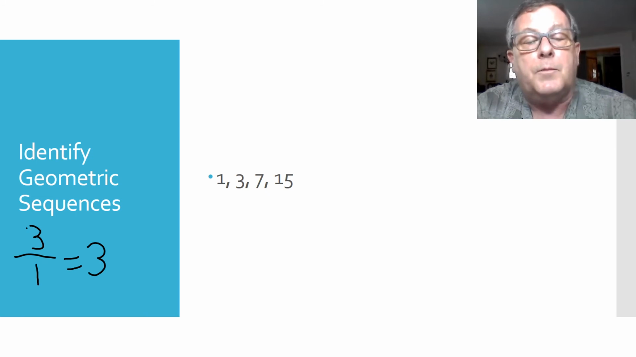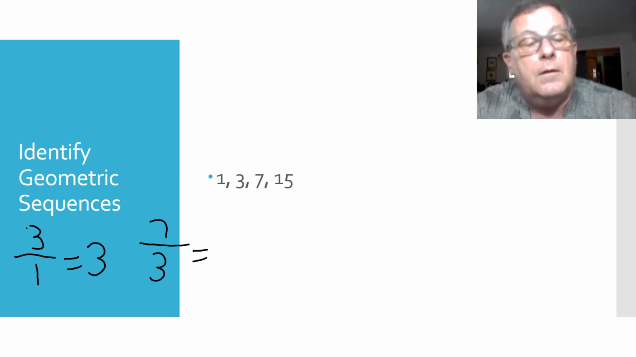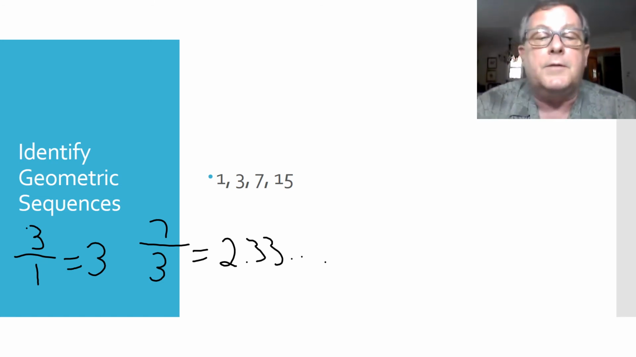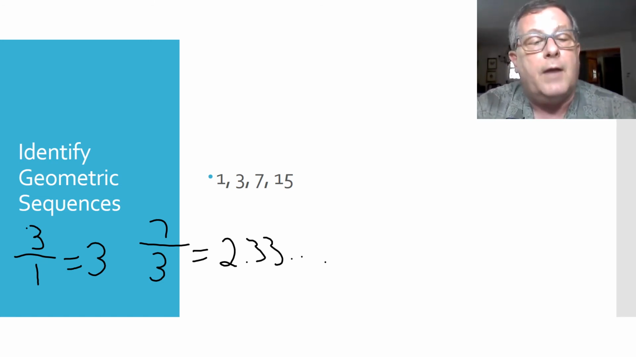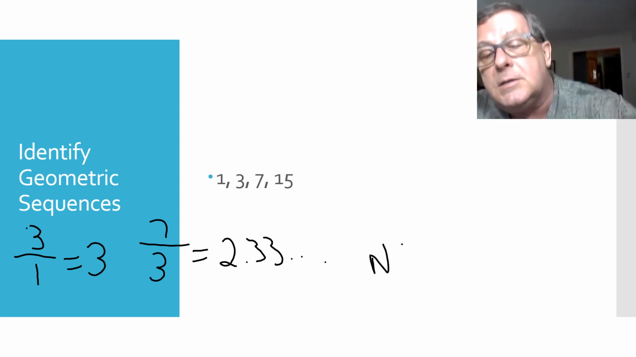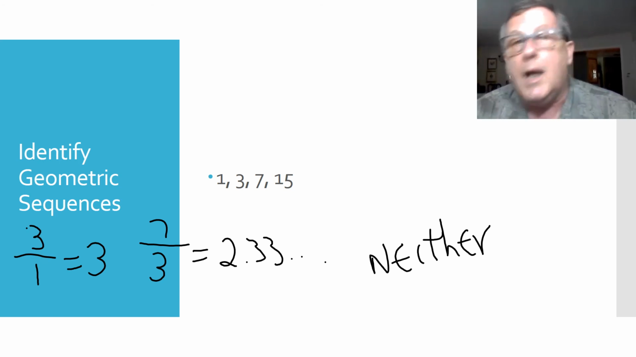And if I were to multiply, well, let's just take it this step. If I take 7 and divide it by 3, well, that's not going to equal 3. In fact, it's going to equal 2.33 repeating. So this particular one is not an arithmetic sequence. It's not a geometric sequence. It is a big neither. And it's neither because it does not have a common difference and it does not have a common ratio.